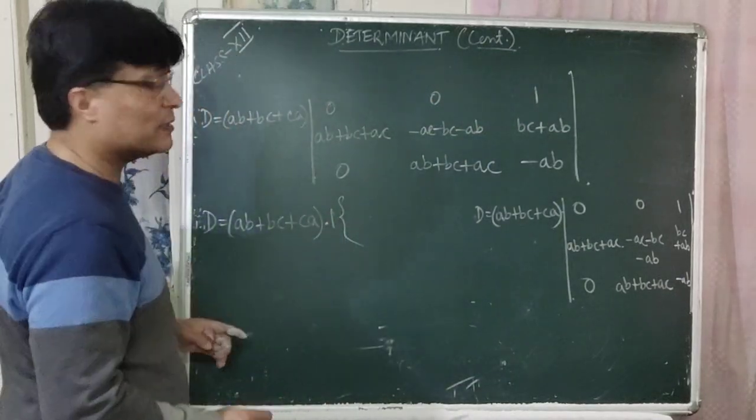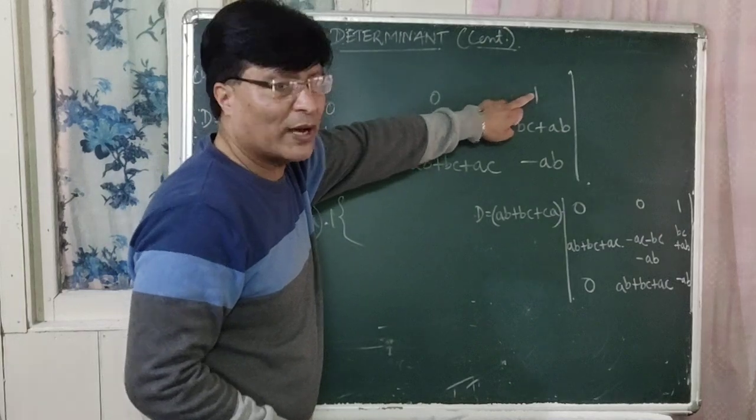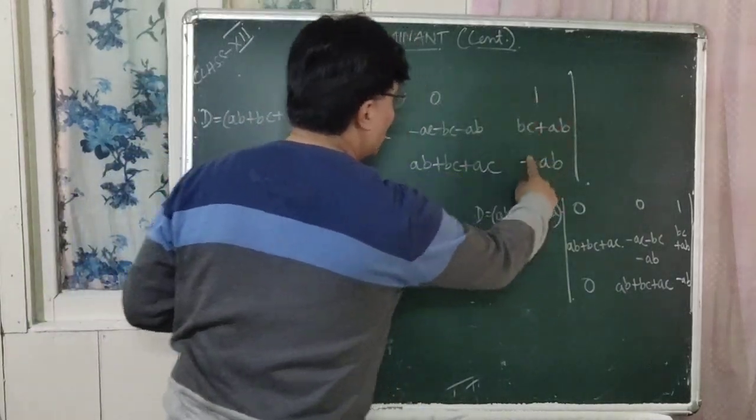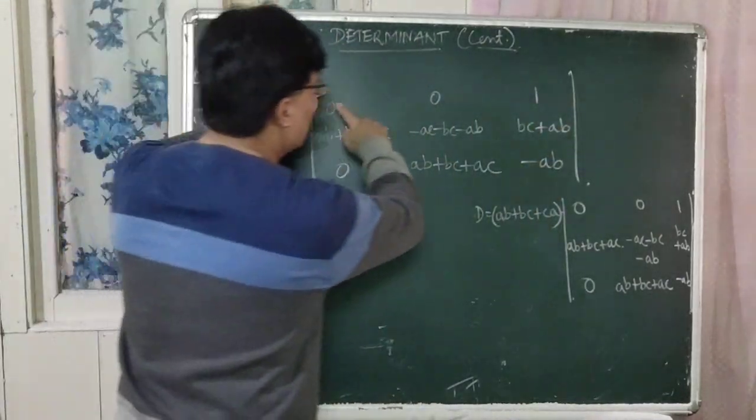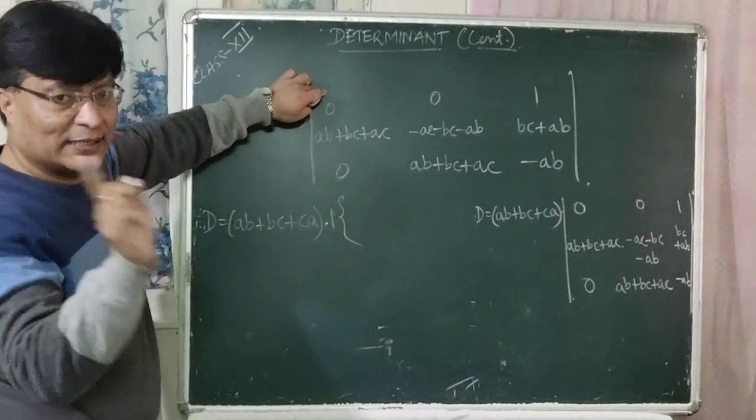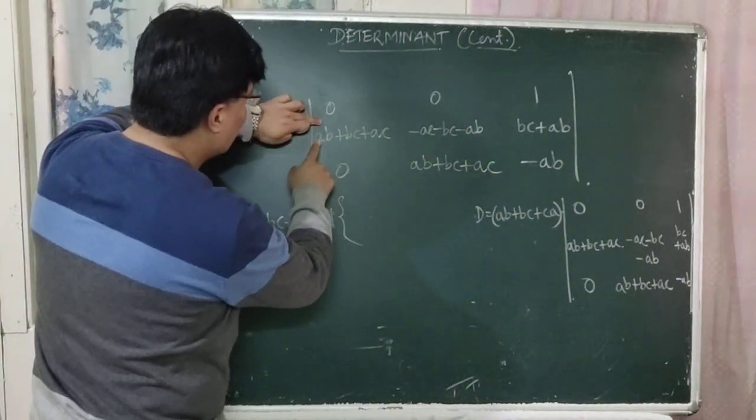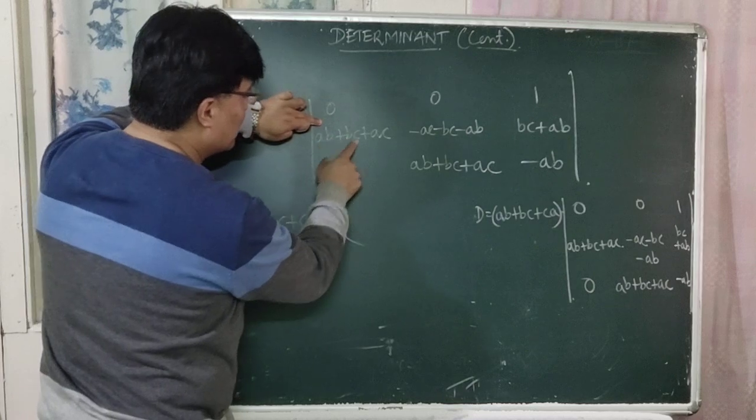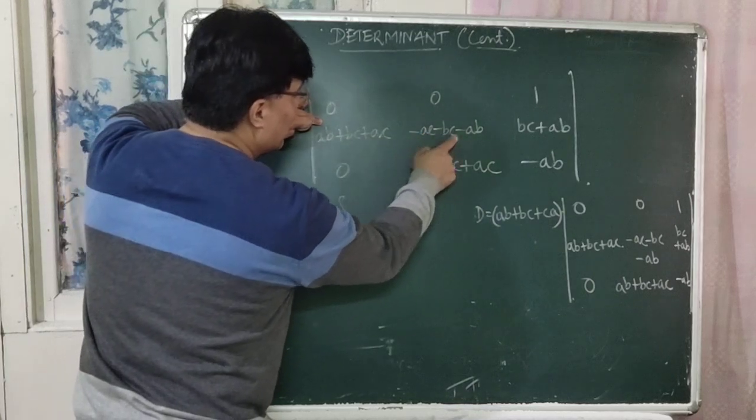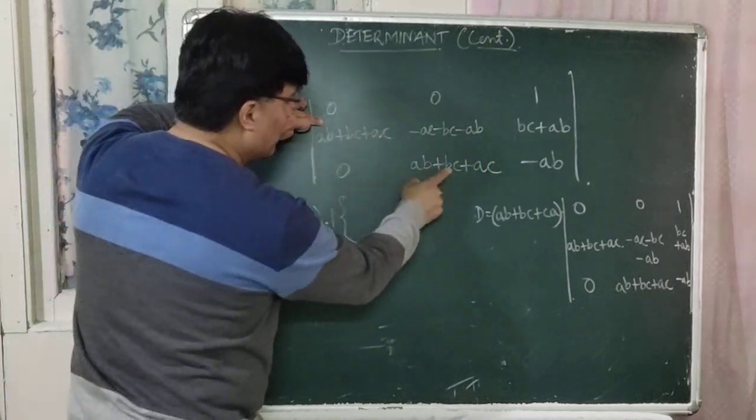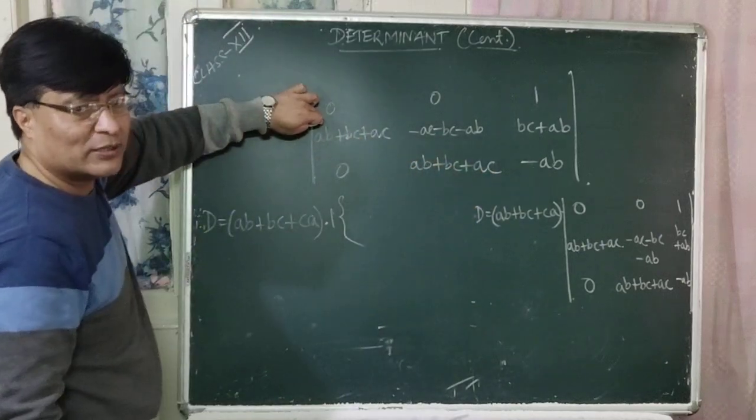Now within the second bracket. Now if you consider this 1, you have to delete the row and the column through the element 1. That means first row and third column are deleted. What remains? AB plus BC plus AC, minus AC minus BC minus AB, 0, and AB plus BC plus AC. This is the second order determinant.